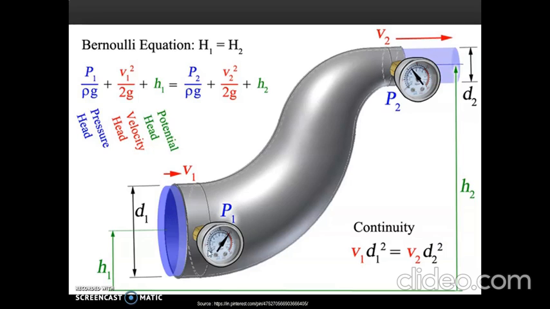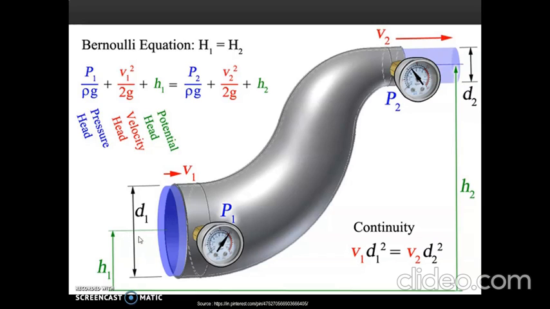Here there is a pressure gauge which is fixed in order to measure the pressure of the liquid at section 1. So P1 is the pressure of liquid at section 1. Similarly, P2 is the pressure of liquid at section 2. Now the head at section 1, H1, must be equal to the head at section 2. That is, H1 equals H2.